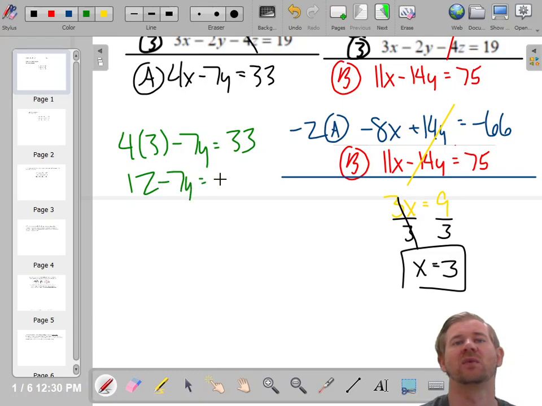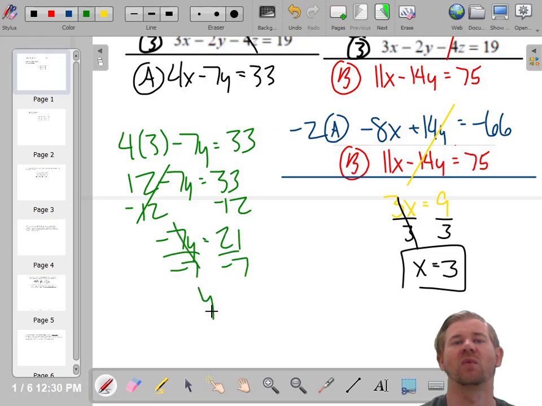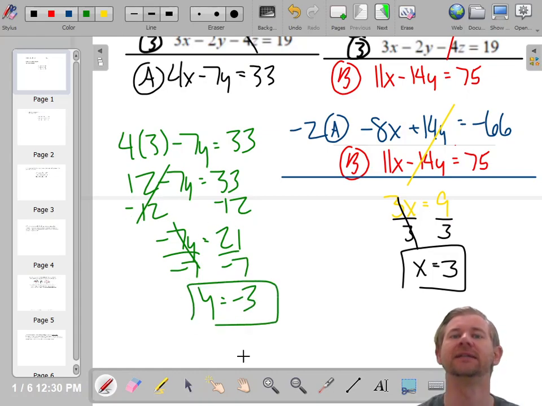12 minus 7y is 33. I will subtract 12 on both sides. Negative 7y equals 21. And then when you divide by negative 7, you get y equals negative 3. Okay, feeling good still. I've got x, I've got y, I still need z.